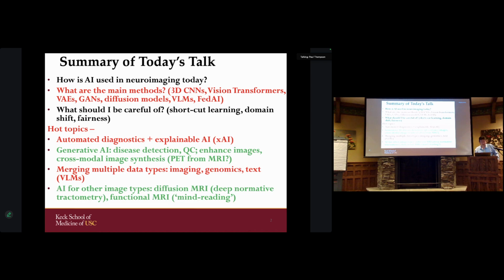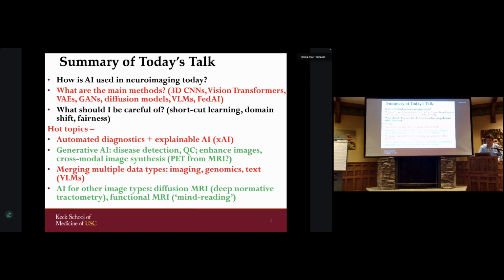You can also use AI to enhance images or do cross-modal image synthesis, maybe PET scans from MRI. You can also use AI to merge information from multiple data types, imaging, genomics, and text. You might know about vision language models. And then we'll talk about how AI in mathematics can be adapted to other data types. Many of us are using diffusion MRI. There's something called deep normative tractometry, which you can probably guess what happens there. And also functional MRI. Can we do mind reading? Can we figure out what someone is thinking? If you had enough training data, how would you do that?